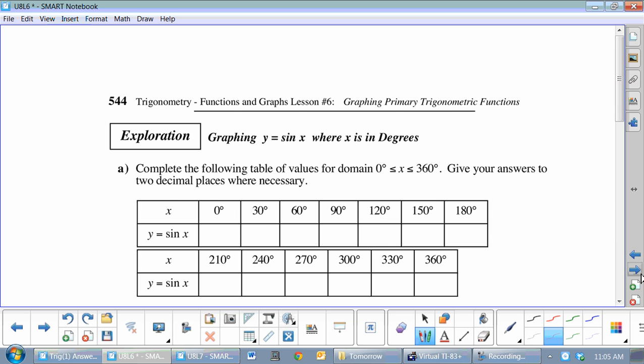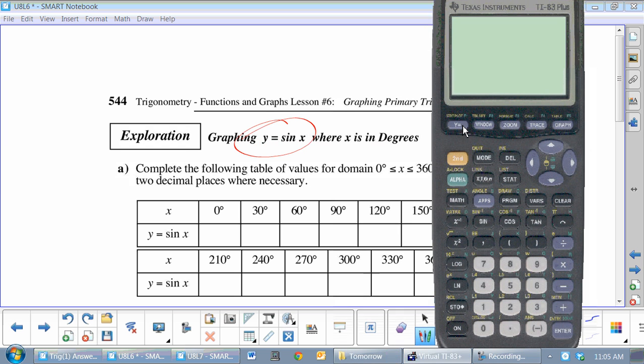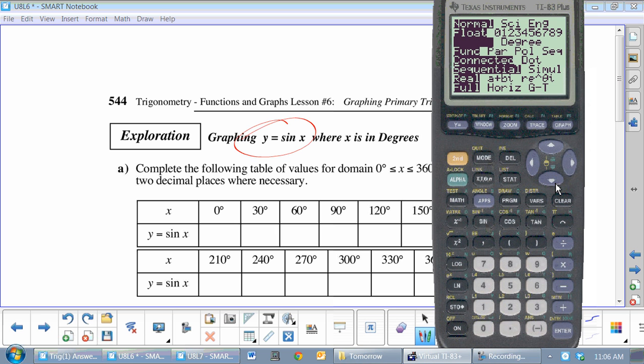Now get your graphing calculator out, and we're going to graph sine x. I want y equals sine x in your graph. Okay, we'll talk about that. First of all, it says in degrees. See in the question? Graph y equals sine x in degrees. So that's why we want degrees mode.